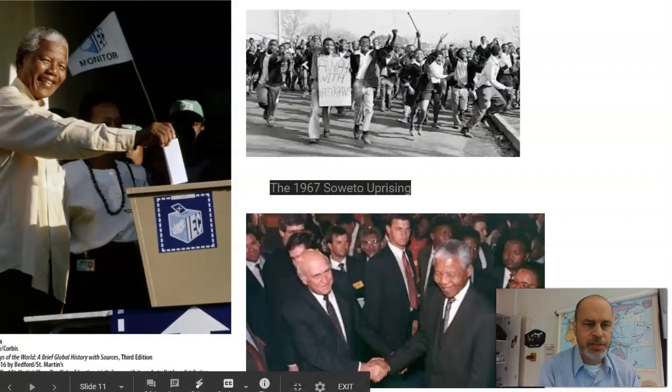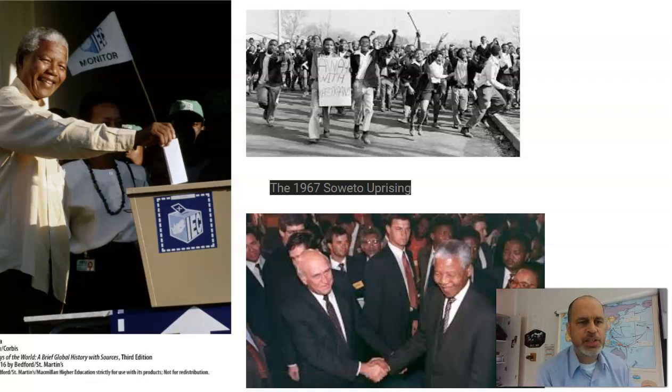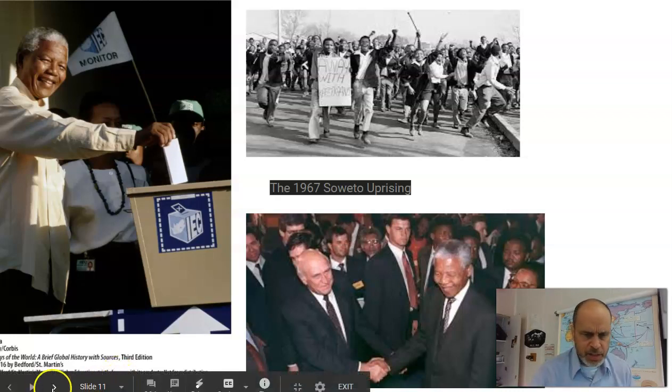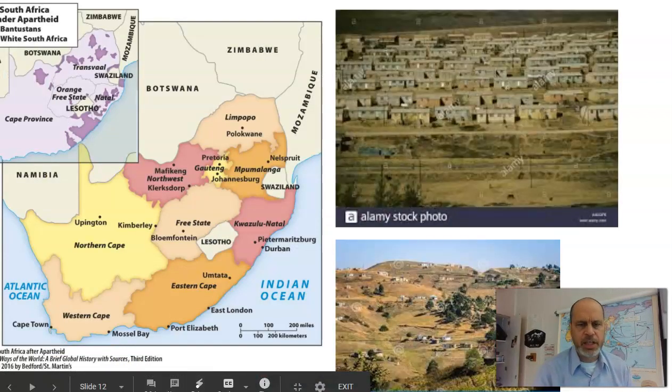Nelson Mandela is the figure on the left. When the Afrikaner Nationalist Party finally gives up power in 1990 and agrees to all race elections, it's no doubt that the leader of the ANC, Nelson Mandela, is going to win. And that is the leader of the Afrikaner Nationalists congratulating Mandela on his election.